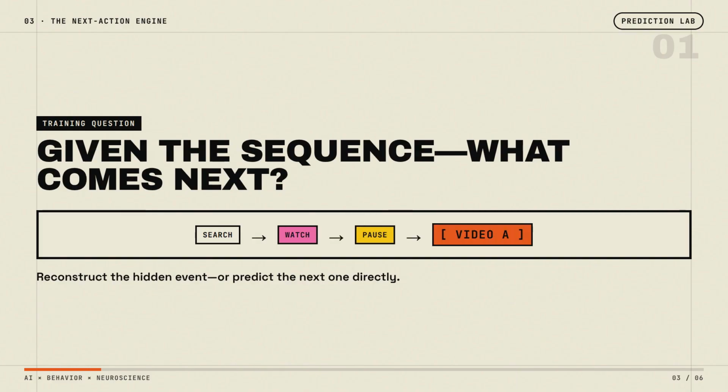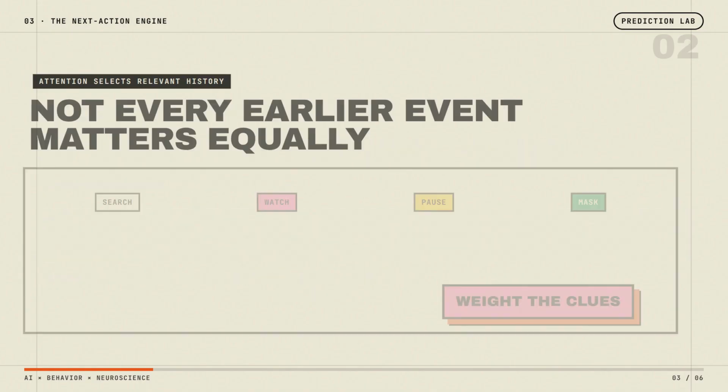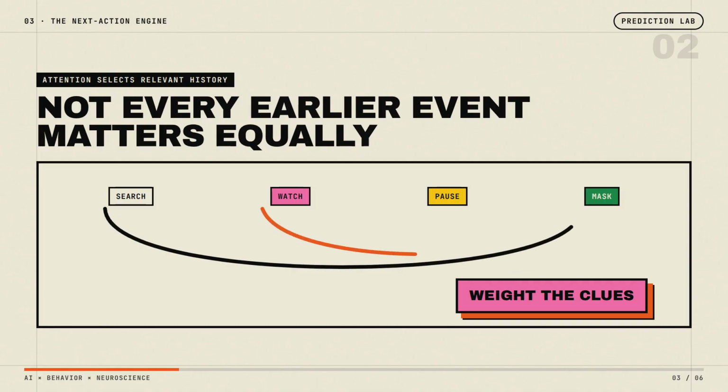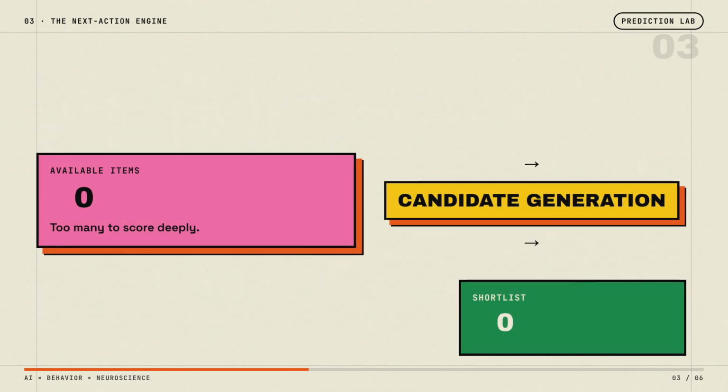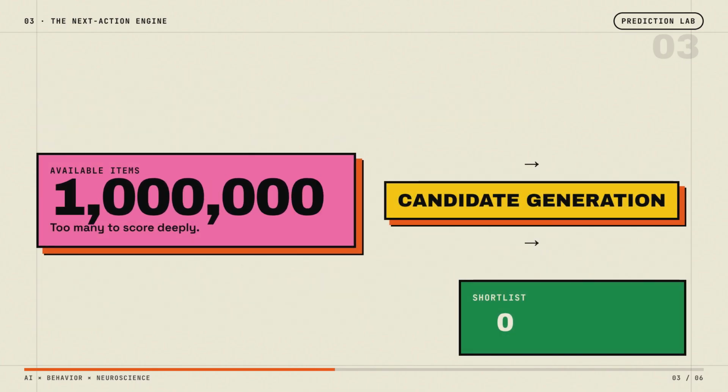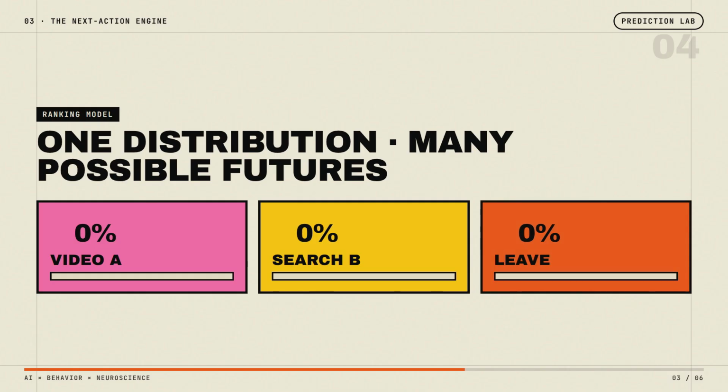Older systems used transition tables and Markov chains. Recurrent networks carried a hidden state from one step to the next. Modern sequential recommenders often use attention, letting the model weigh which earlier events matter most right now. During training, it may hide an item and learn to reconstruct it or predict the next event directly. At serving time, a large system commonly works in two stages. Candidate generation pulls a manageable set from millions of possibilities. A ranking model then scores each candidate for outcomes such as clicking, watching, buying, or leaving.